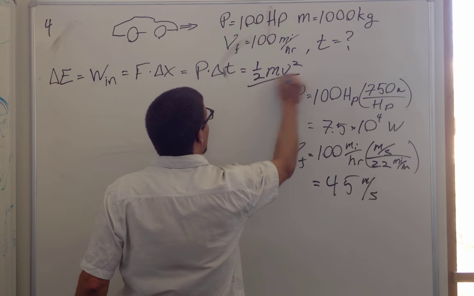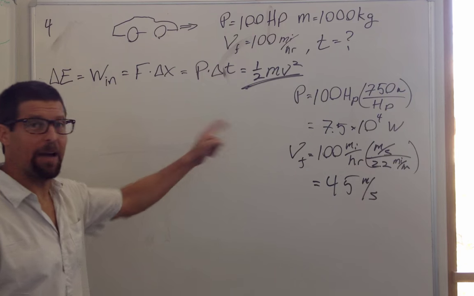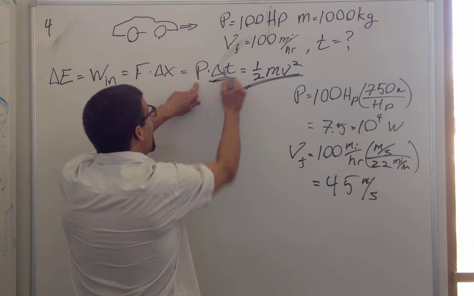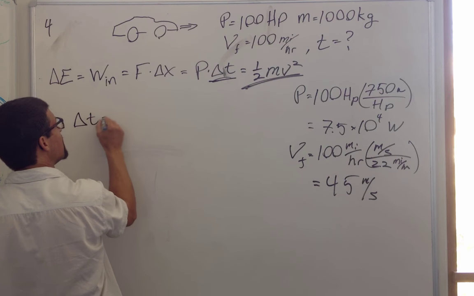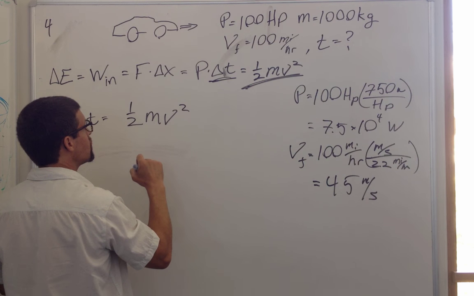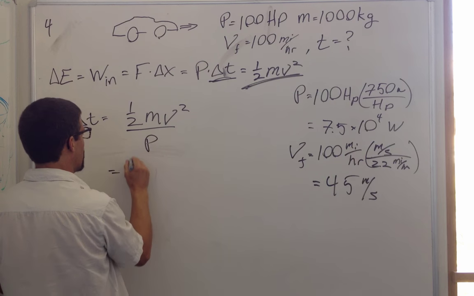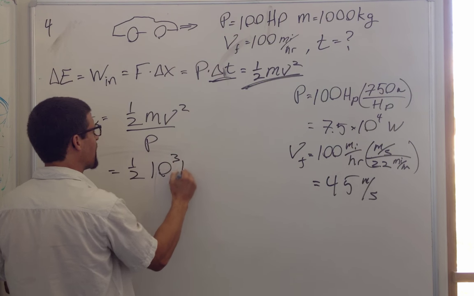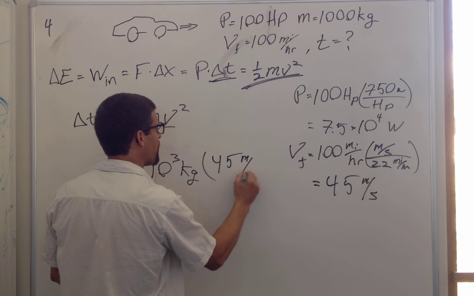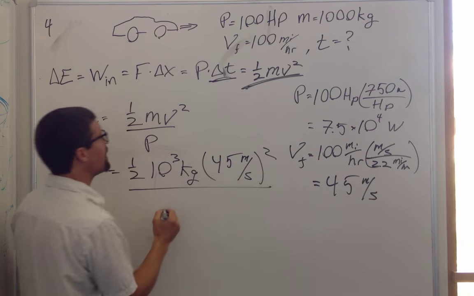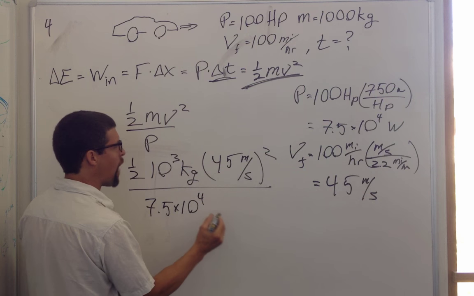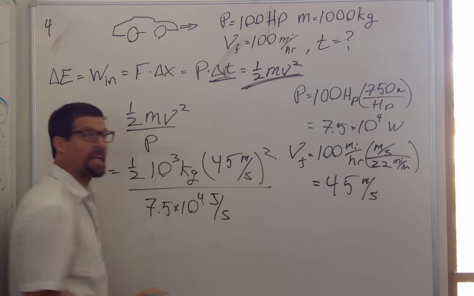So I can say, look, I can find the kinetic energy of this guy when I finish, because I know the mass, and I know the power I put in, and I just want delta t. So I'm all set. Delta t is equal to 1/2 m v final squared divided by the power. So 1/2 times 10 to the 3rd kilograms times 45 meters per second squared, divided by the power, which is 7.5 times 10 to the 4th watts, which is a joule per second.